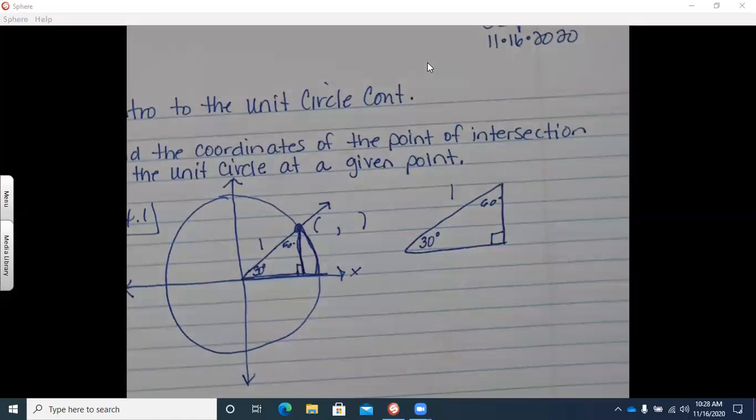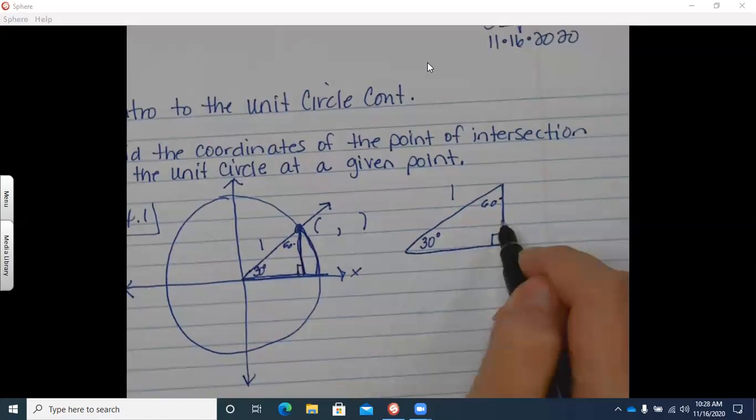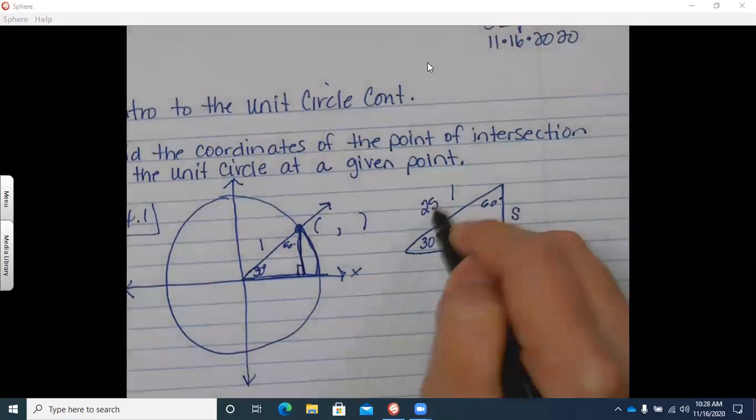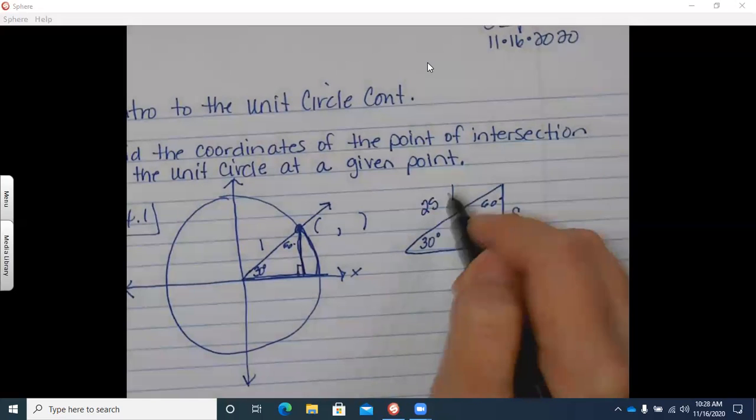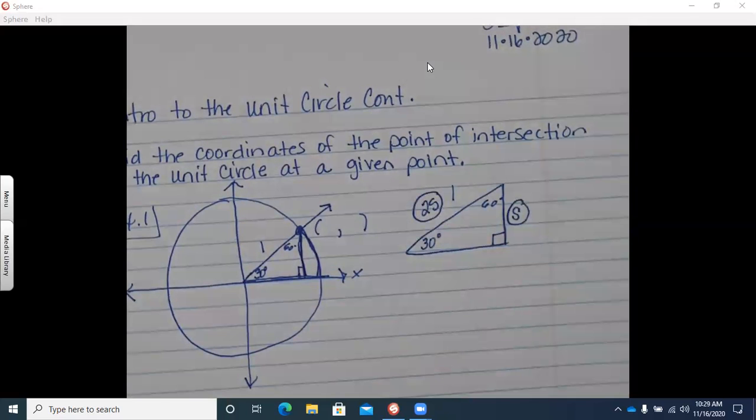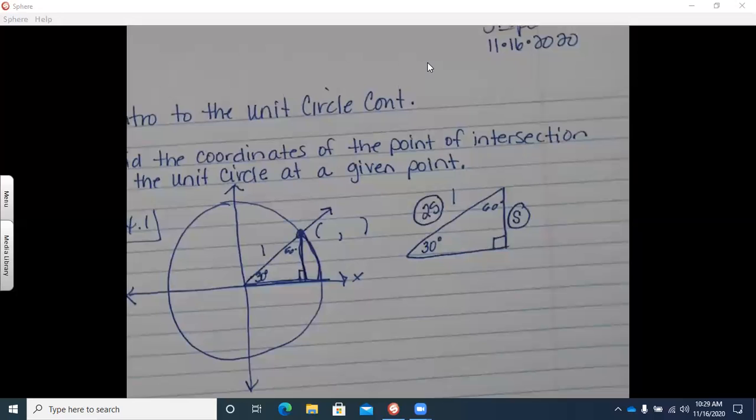Relationships of the legs on a 30, 60, 90 triangle. And what we learned last class. We learned that the smallest leg we will call side S, right? So the smallest leg is always across from the 30-degree angle. So that's your side S. We know that the hypotenuse is twice as long as the length of the small leg. So the hypotenuse is 2S. And we know that the leg across from the 60-degree angle is the small leg times the square root of 3.